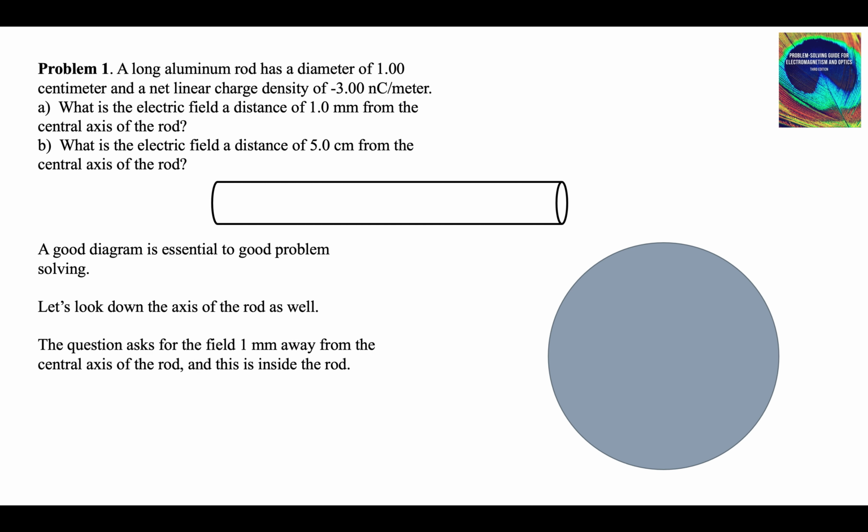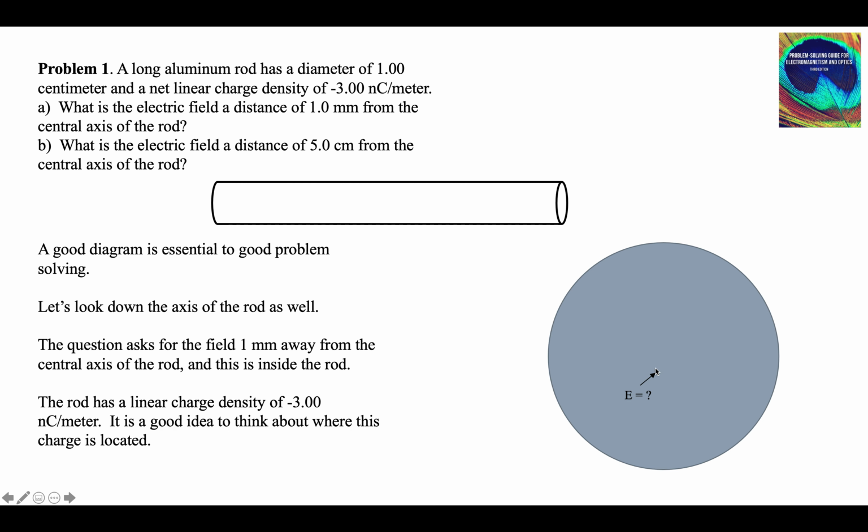The question asks for the field 1 millimeter away from the central axis of the rod, which is right here. The whole rod has a 10 millimeter diameter. We want to know 1 millimeter away from the central axis. If we're going to use Gauss's law, we have to find the charge, because Gauss's law has E dot A is 4 pi k Q enclosed. If we're going to get Q enclosed, we have to know where the charge is.